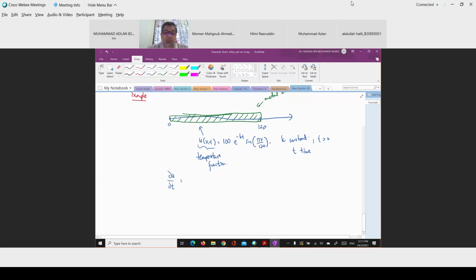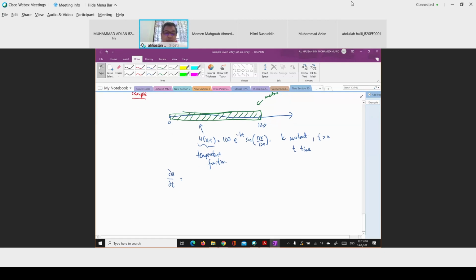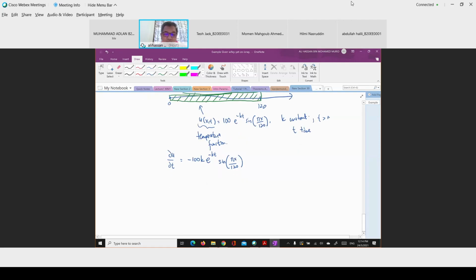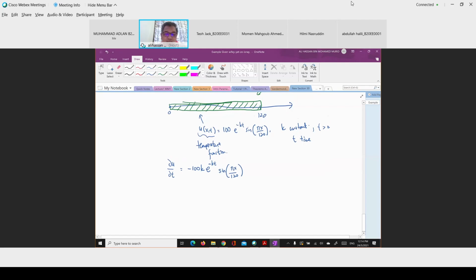Yes. We need to differentiate with respect to t holding x constant, right? Negative 100k e to the negative kt sine pi x over 120. Here we differentiate only the exponential function, because the sine function is independent of t. So this is always less than 0, isn't it?